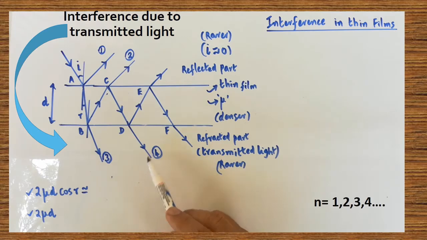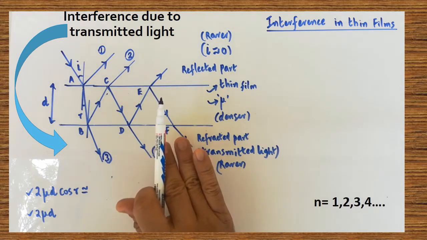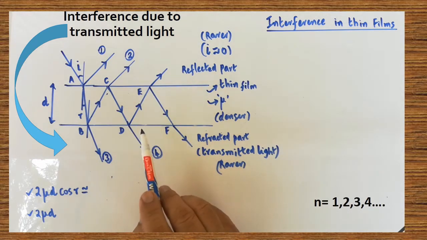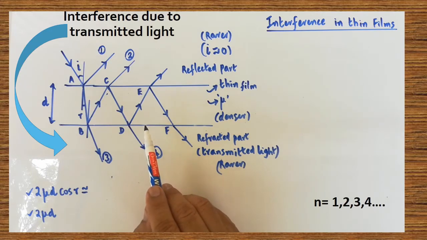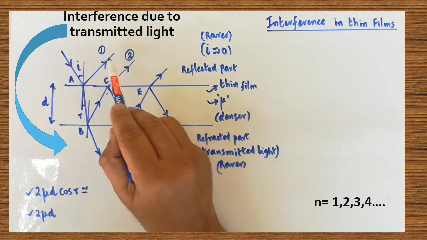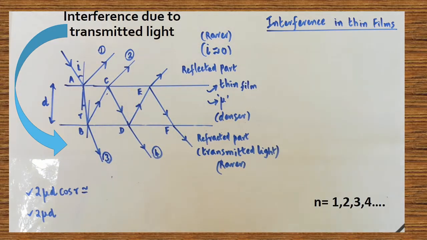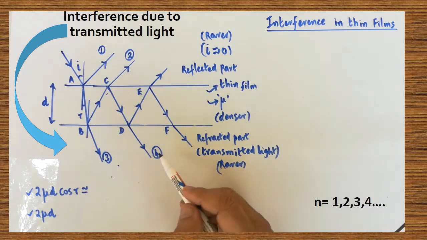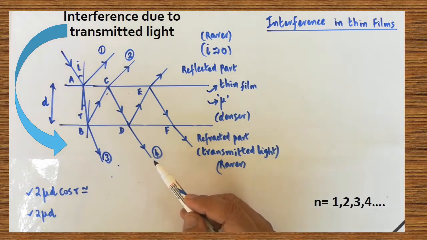Are you clear? So this is the explanation about the interference which is created in the case of thin films. There are two parts: interference created due to the reflected part of the light, and interference created due to the transmitted part of the light. So we have to see two different cases.